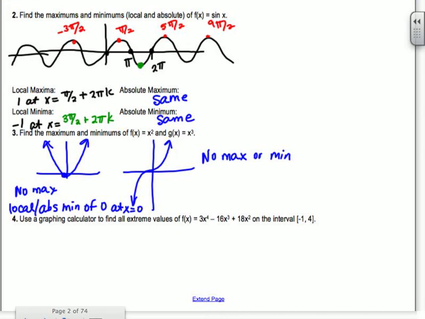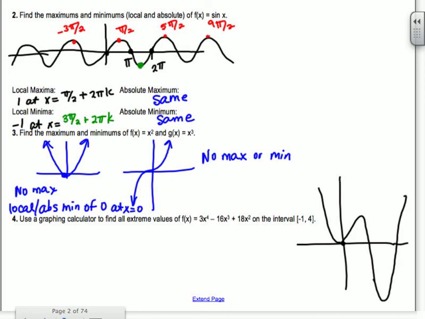Okay. So mine looks something like: it comes down, hits, goes up, then it's kind of, mine's cut off, but you can change your window. So it's like that, and then -4 is just to the right of it. Or not -4, 4. And -1 is right around there. Is that what yours looks like? Okay, so we need to find all extreme values on that interval.